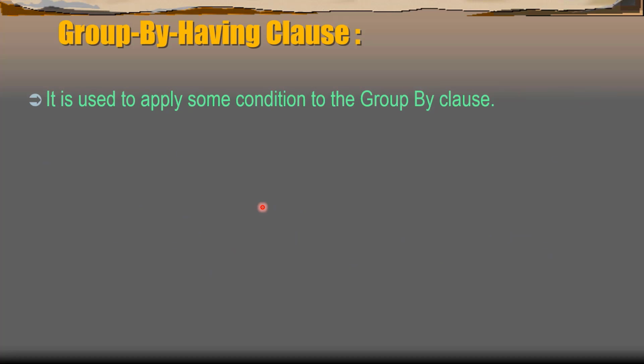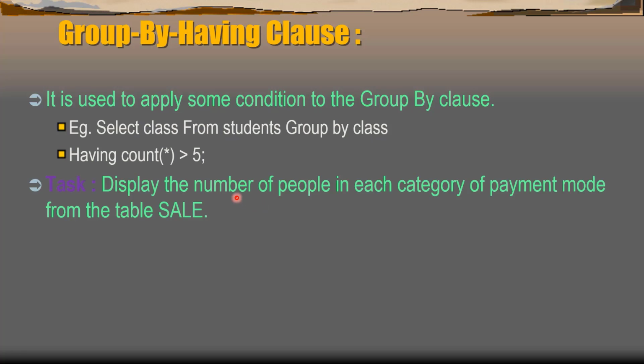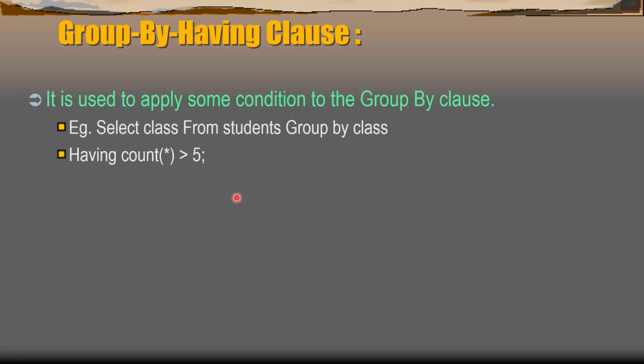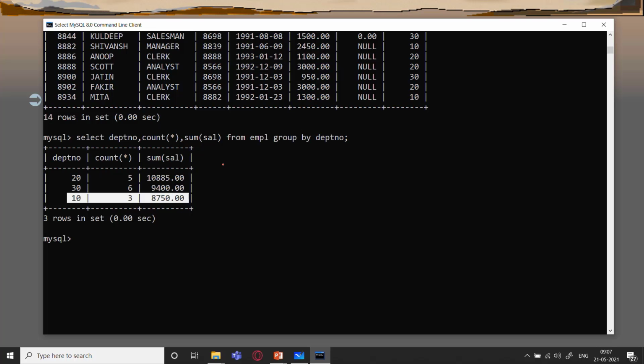Group by having clause we have already seen. Let us see another example. Select class from students group by class. The above function over here, which you can see, selects those classes from students where the number of students is greater than 5. That means let us check it out.